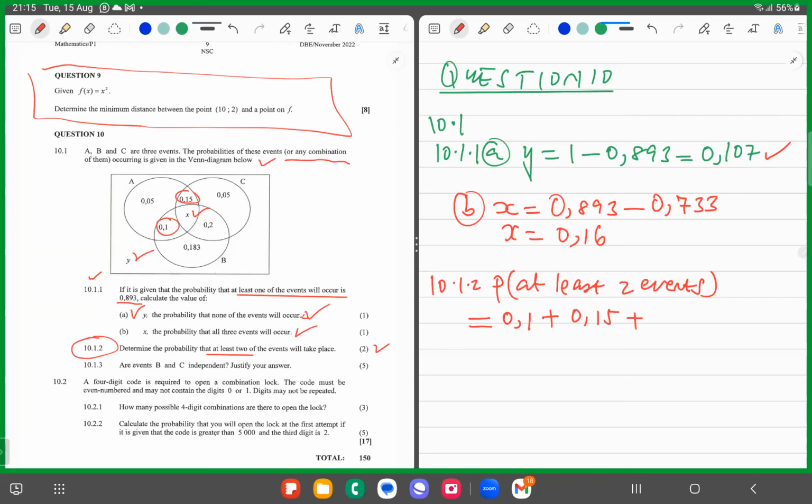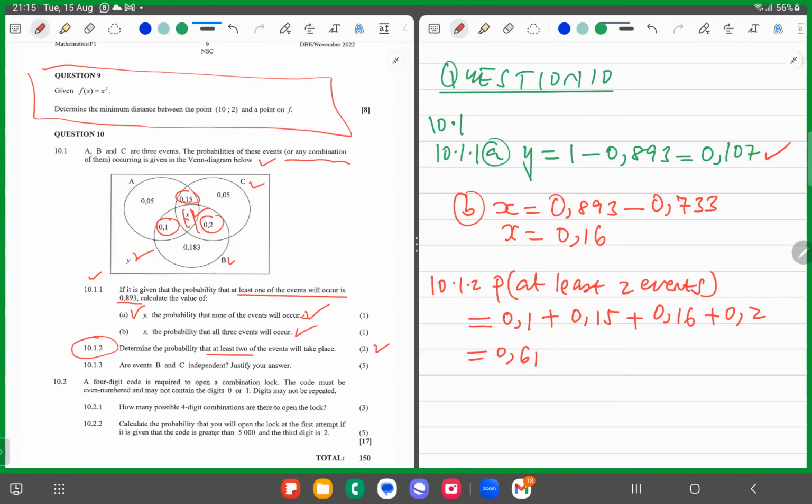And then you have 0,16, which is what we got for X, plus 0,2, excuse me, this one. Because now you'd have the event C and the event B. The X and the 0,2 are actually in two events. So either I add the intersection of two events. As a consequence, if you add all these numbers, you get 0,61.